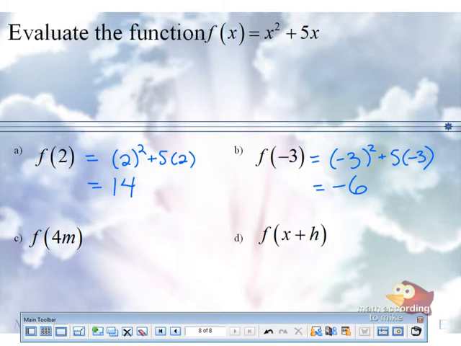4m. So we're going to need 4m quantity squared plus 5 times 4m. What is 4m quantity squared? Yep. So when you have a quantity to a power, if you have a product to a power, each term of that product receives that power. Plus, what is 5 times 4m? 20m.